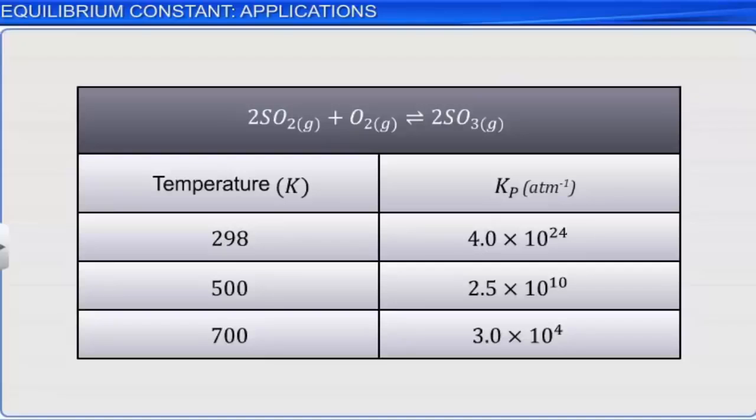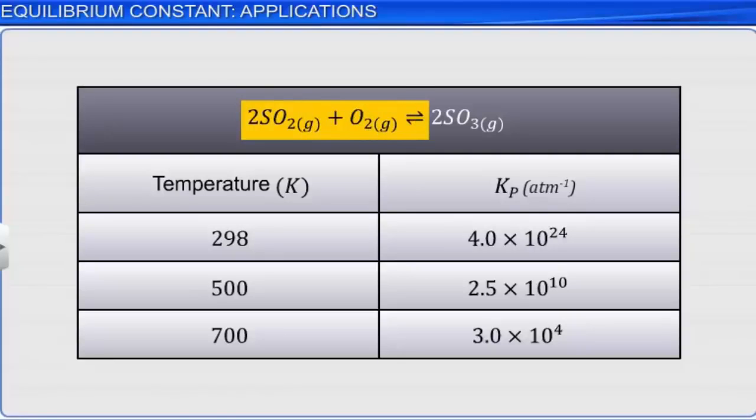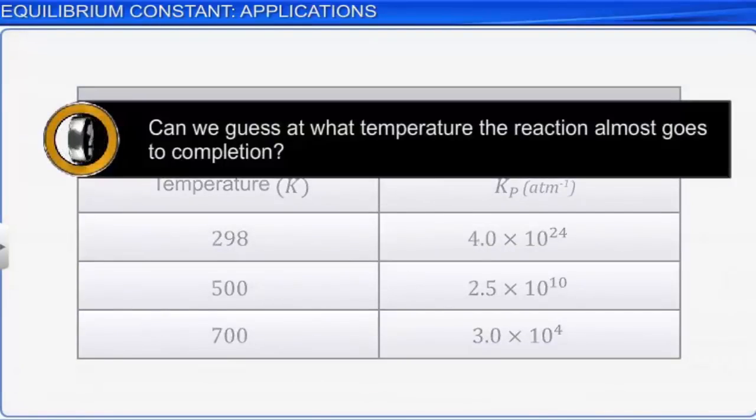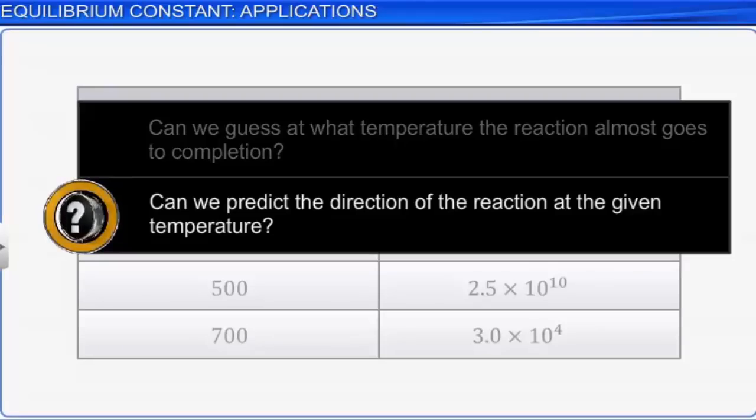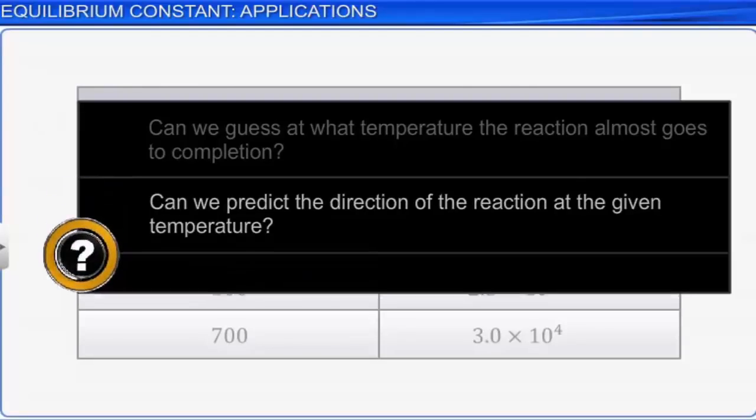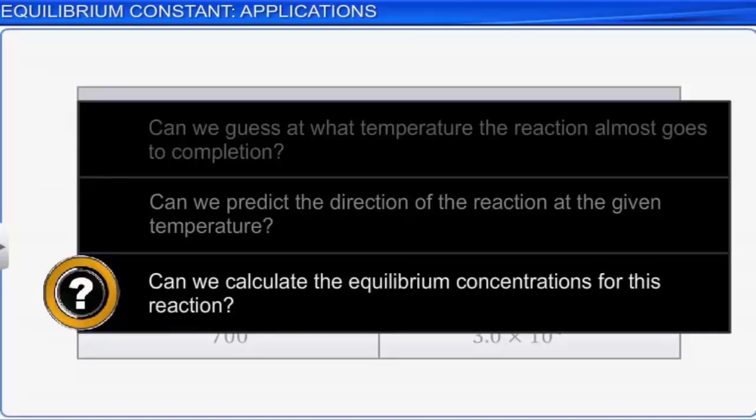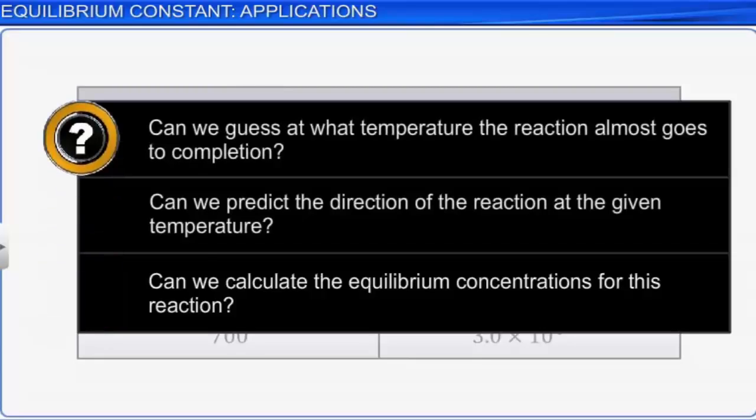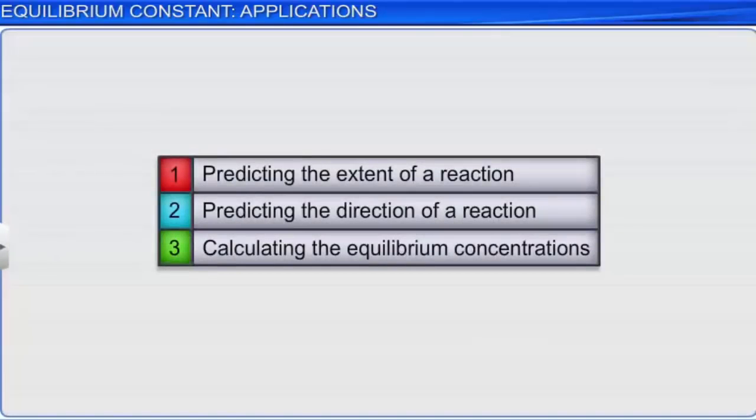Given in the table are the equilibrium constants at various temperatures for the gaseous reaction of sulfur dioxide and oxygen to form sulfur trioxide. Can we guess at what temperature the reaction almost goes to completion? Can we predict the direction of the reaction at the given temperature? Can we calculate the equilibrium concentrations for this reaction? Let us see if the equilibrium constant helps us in answering these questions. The knowledge of the equilibrium constant helps us in predicting the extent of a reaction, predicting the direction of a reaction, and calculating the equilibrium concentrations. Let us discuss each application in detail to appreciate the importance of the equilibrium constant in a reaction.